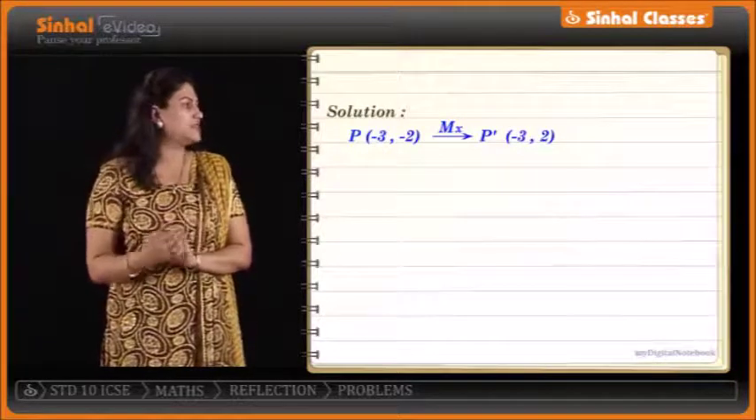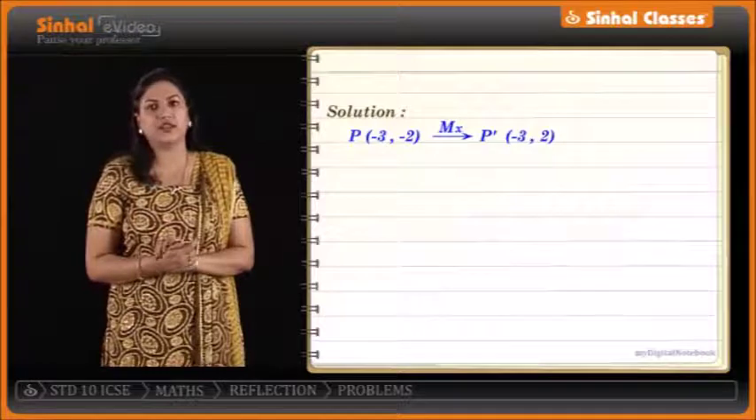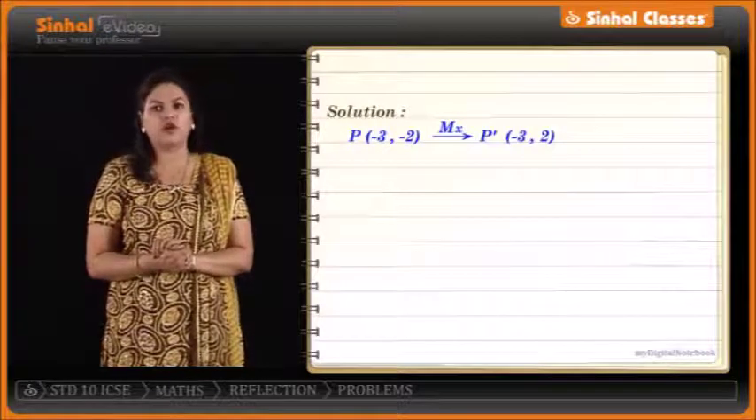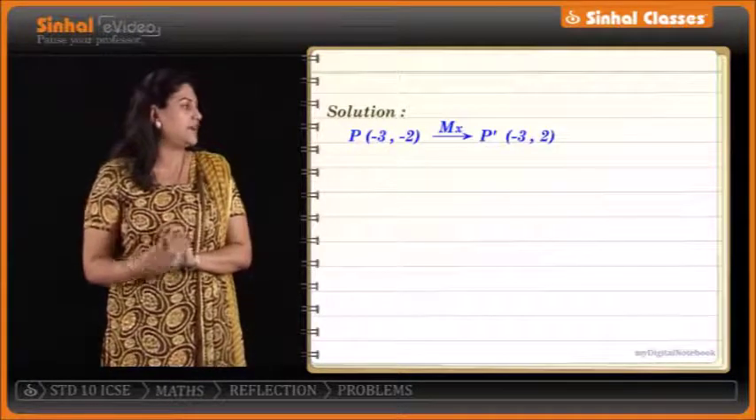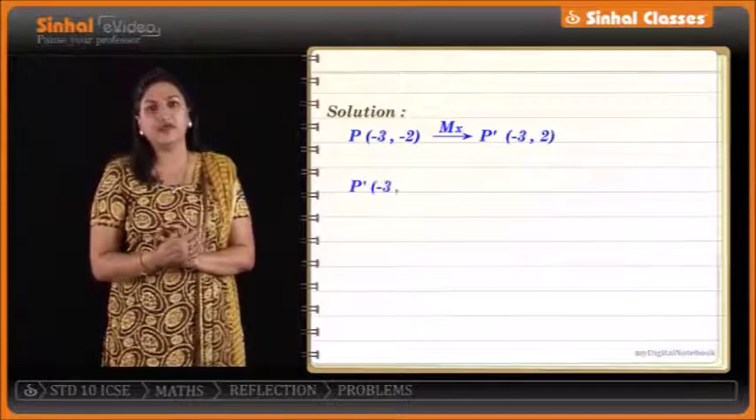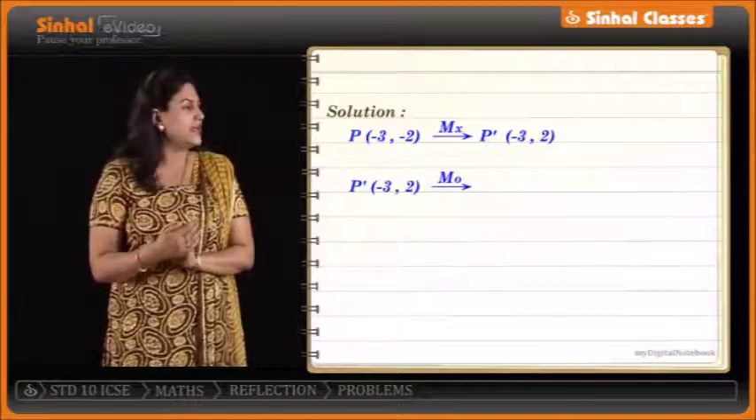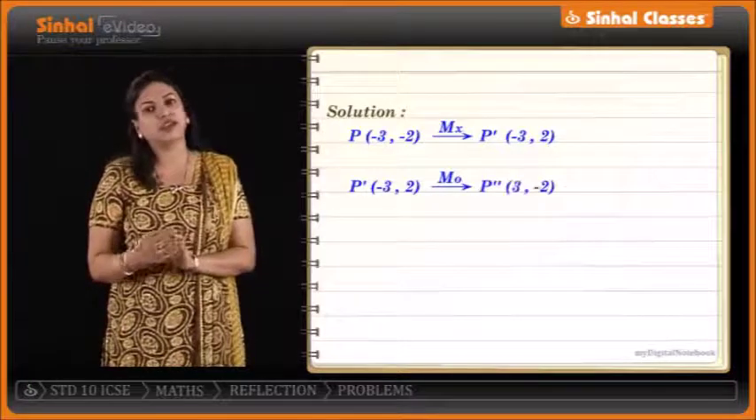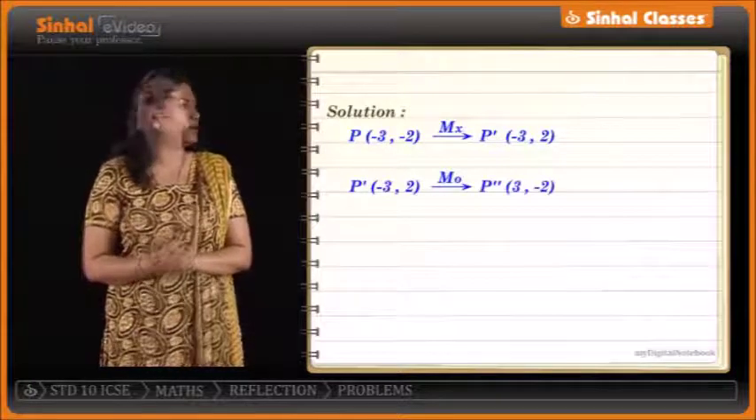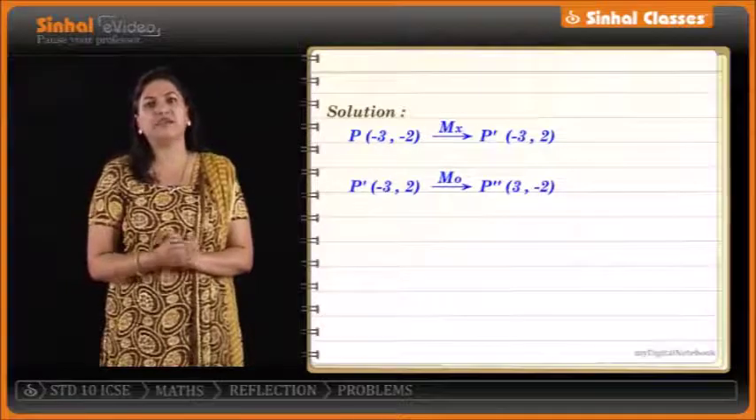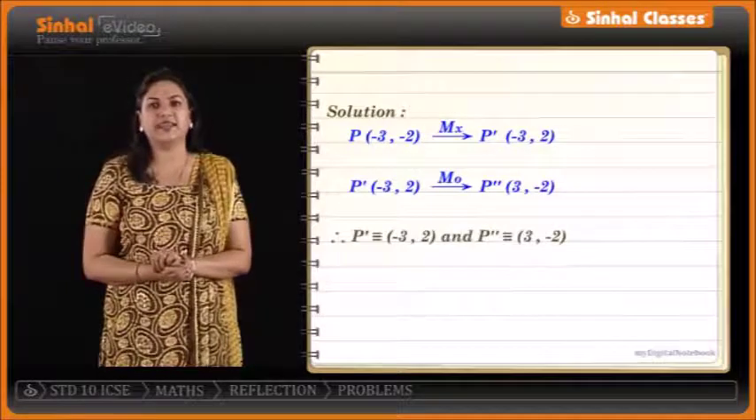Now reflect this point in the origin. So the signs of both the coordinates will change. We will get P dash minus 3, 2 when reflected in the origin as P double dash 3, minus 2. So we have the required points P dash and P double dash.